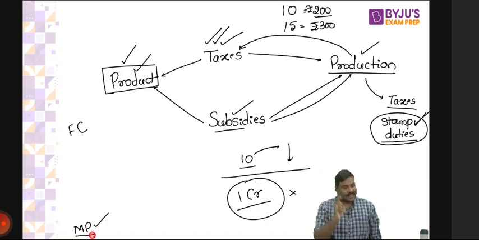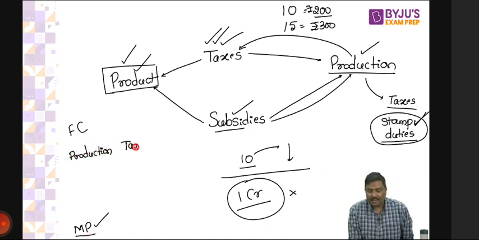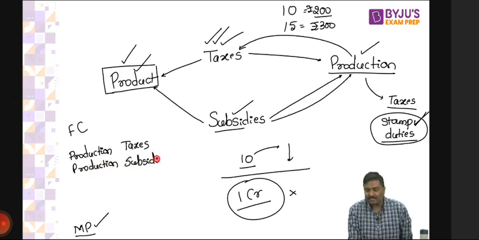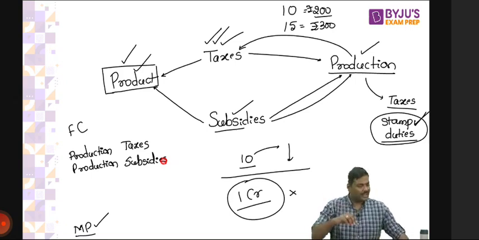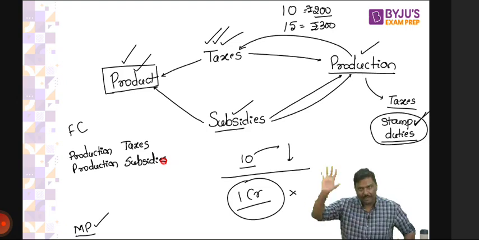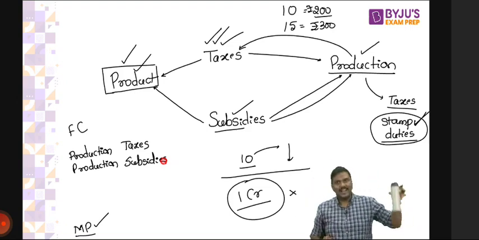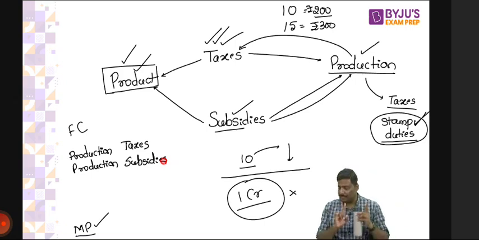The answer is yes. You should include both production taxes as well as production subsidies. Some of you are saying no, it should not be included. My dear, as a manufacturer, understand this very carefully. Whatever taxes you are going to pay which are connected to production of the bottle, you will transfer it to consumers.